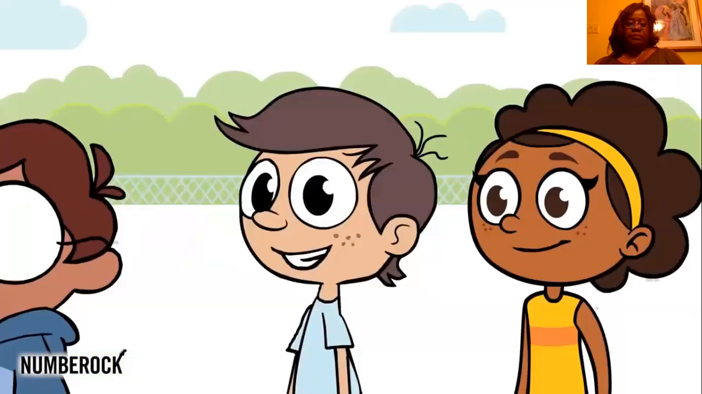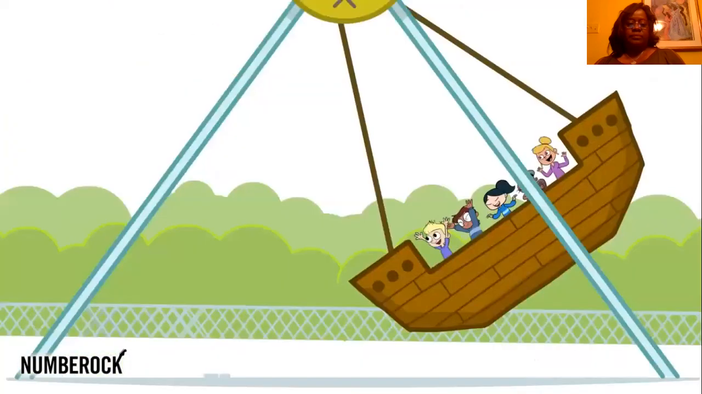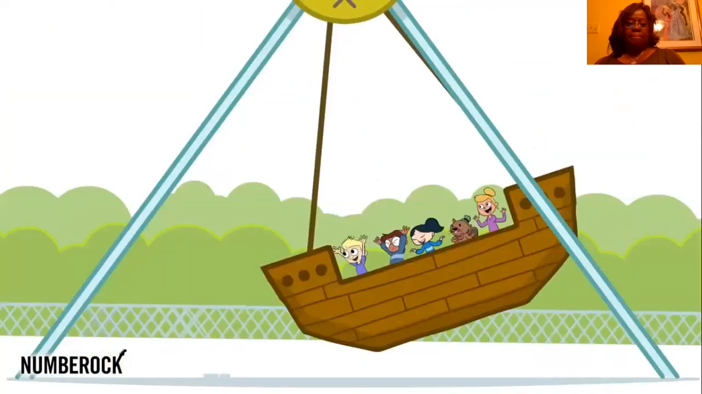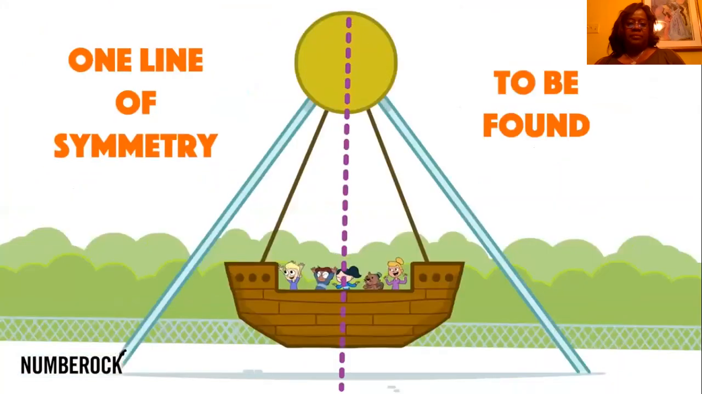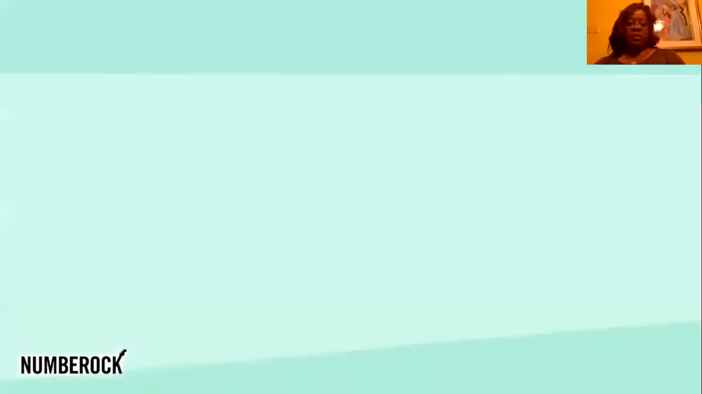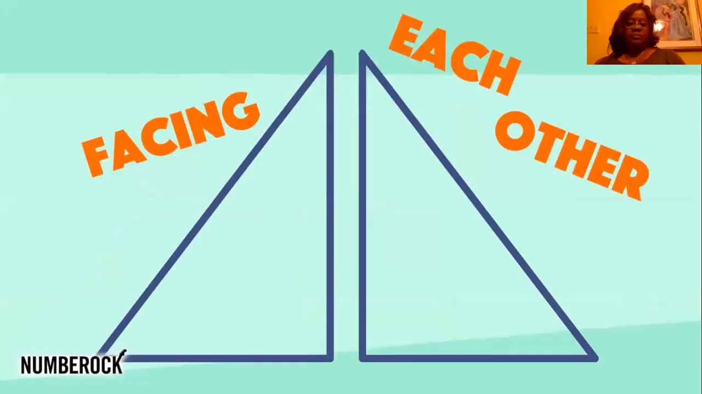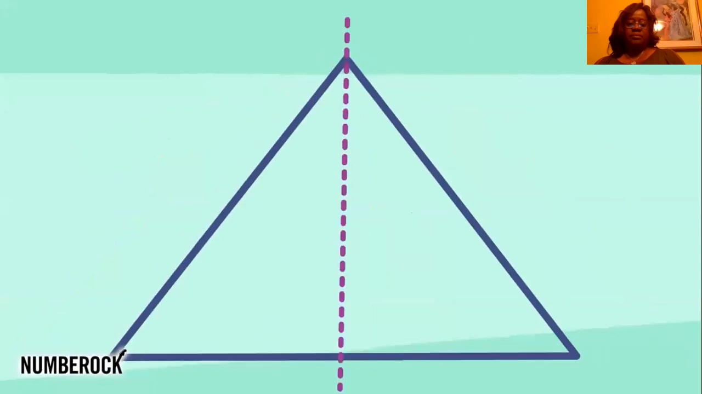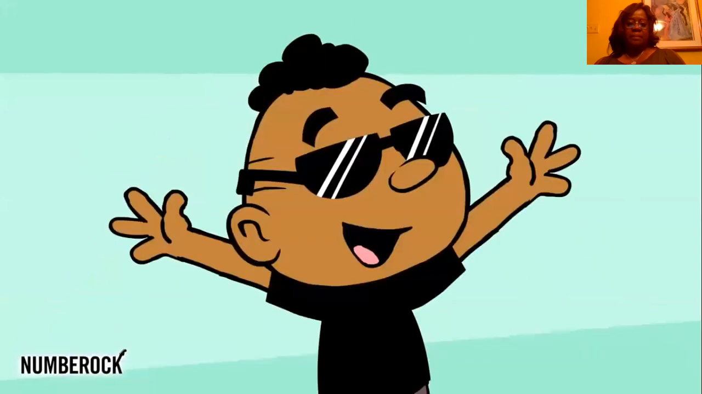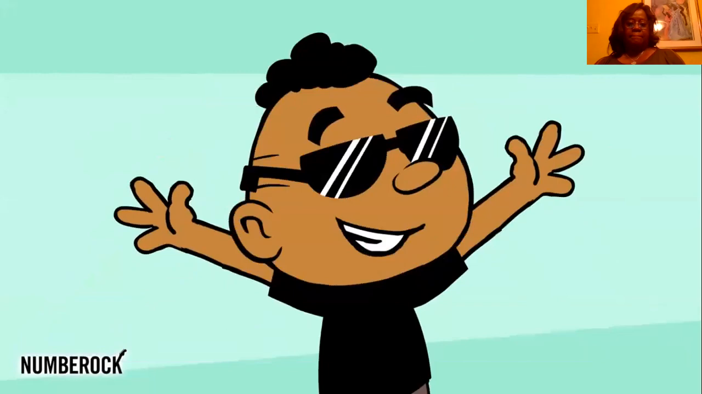At the pirate ship, we wait our turn. This ride can make our stomachs churn. A line from the axle to the ground is one line of symmetry to be found. Identical parts facing each other have symmetry with one another. Lines of symmetry evenly divide. Let's find symmetry on every ride.